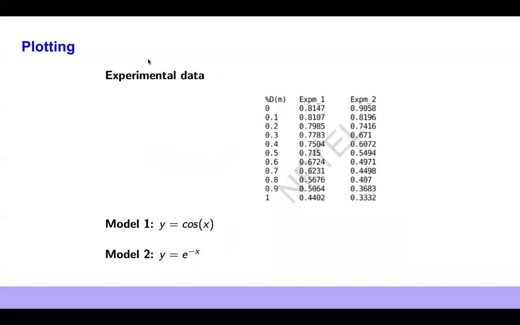Okay. So imagine you have experimental data like this. This is the data you'll get in your lab. You have your t values, and corresponding to experimental one you have data values. Experimental two also has data values. Okay. So experimental one is trying to fit a model, and the model function is y equal to cos x. And experimental two is trying to fit another model function, and the function is y equal to e raised to minus x.